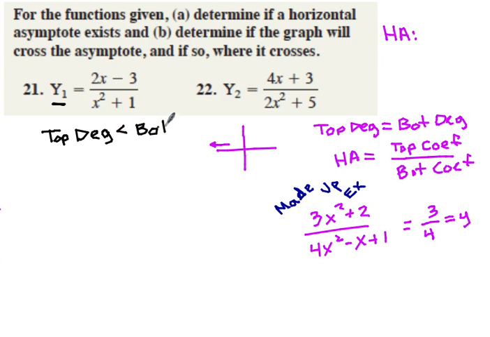So in this case, similar approach. Let's think about as we get really, really, really big. So let's use that example of a million again. 2 times 1 million minus 3 is roughly 2 million. 1 million squared is a huge number. Plus 1 is still that huge number. What are we approaching? A million over a really, really big number, 1 million squared.